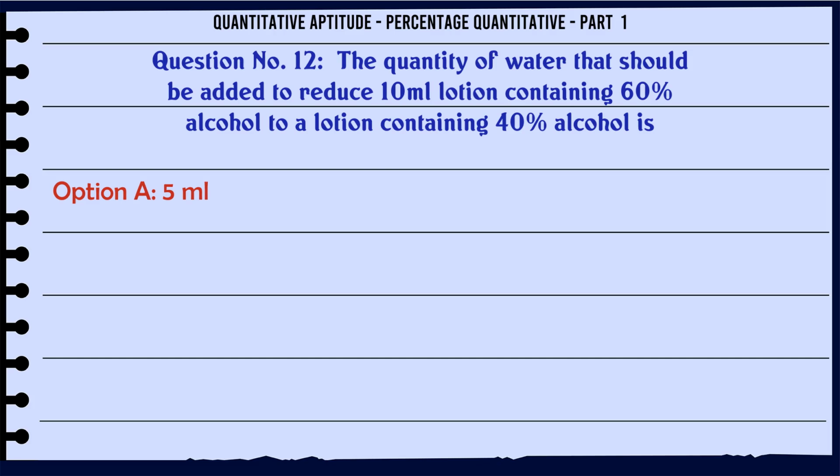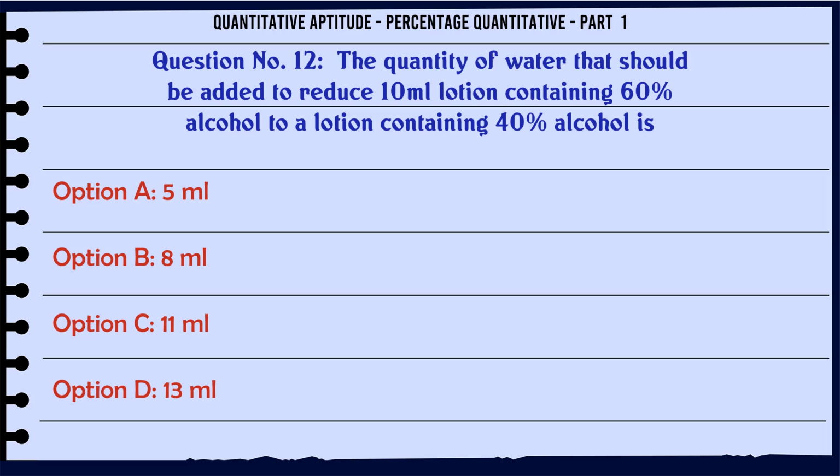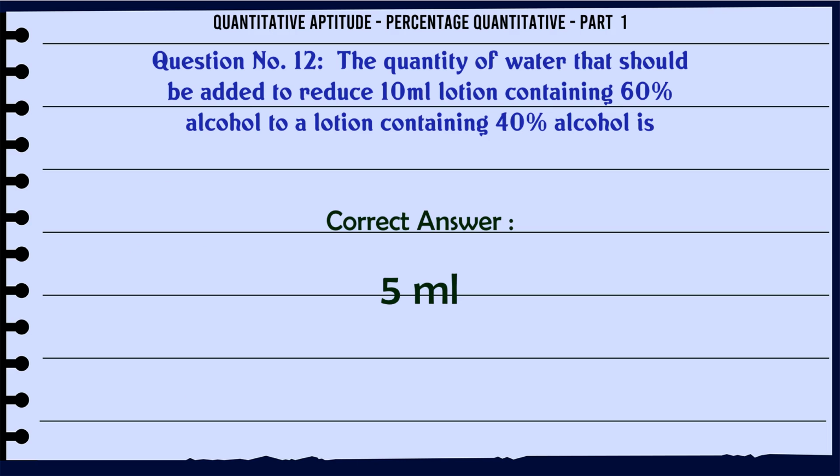The quantity of water that should be added to reduce 10 ml lotion containing 60% alcohol to a lotion containing 40% alcohol is A 5 ml, B 8 ml, C 11 ml, D 13 ml. The correct answer is 5 ml.